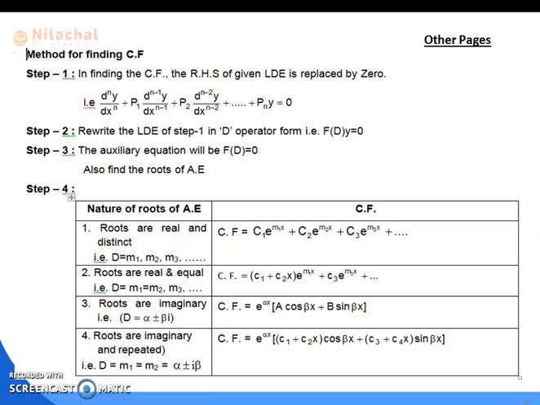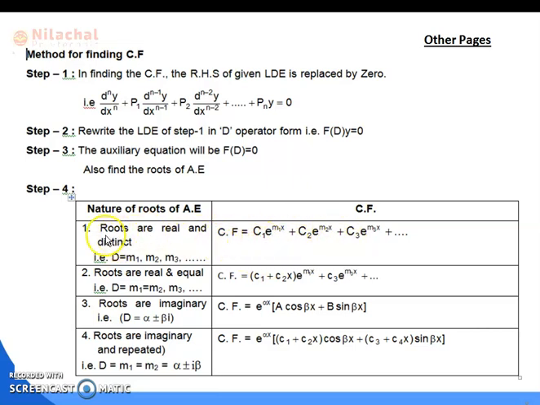So now we'll start the method for finding CF, because we are continuing to solve a homogeneous equation. That means the solution of a homogeneous equation is y equal to yc, or CF. There are some formulas to find the CF that depend upon the roots. In our last class we discussed the nature of roots of the auxiliary equation. If such types of roots are there, the corresponding formulas for CF apply.